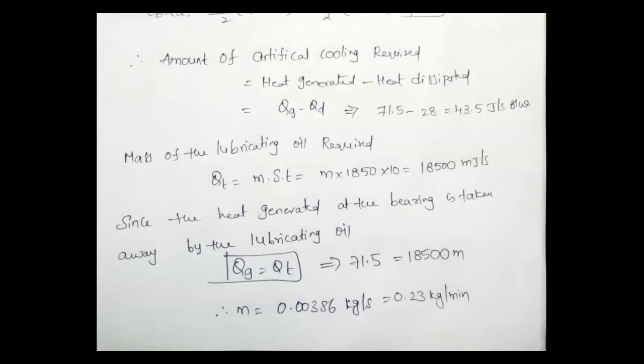Then you will get the mass of the lubricant as 0.00386 kg per second, or in kg per minute, 0.23 kg per minute, right? So this much mass of lubricating oil is required for cooling of your bearing, to remove that much heat, that means 43.5 joules per second, right?